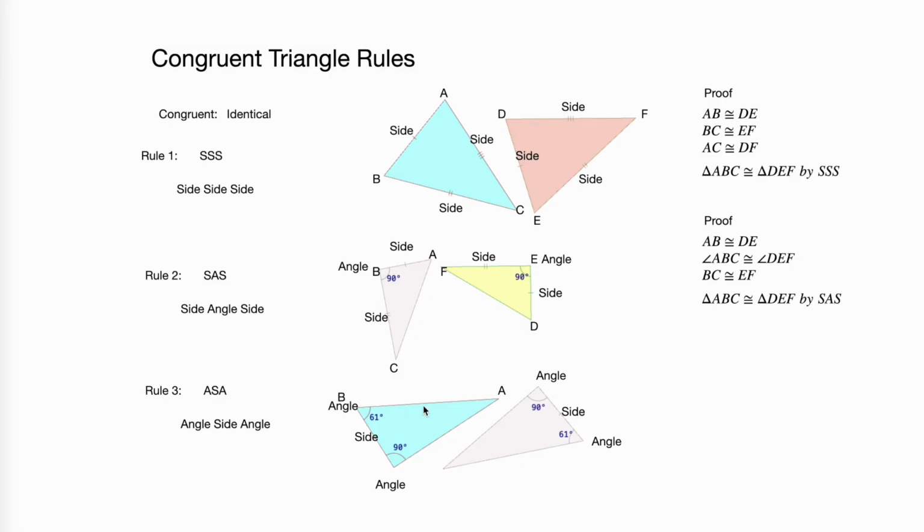Similarly down here, if we name this triangle ABC and that triangle DEF, our proof would be that if angle ABC is congruent to angle DEF, and side BC is congruent to side EF, and angle ACB is congruent to angle DFE, they're both 90 degrees, then we can say that triangle ABC is congruent to triangle DEF by ASA, by angle side angle.